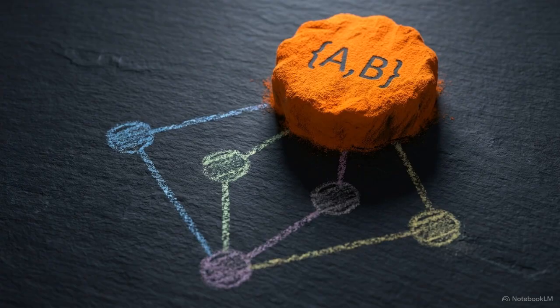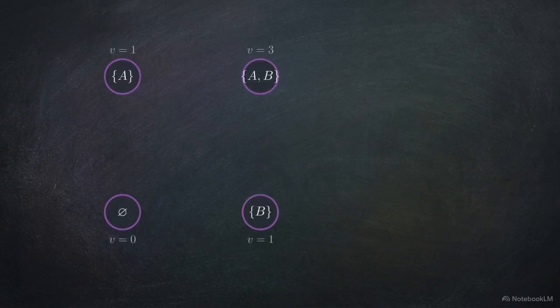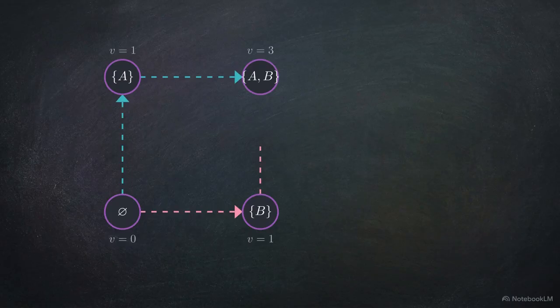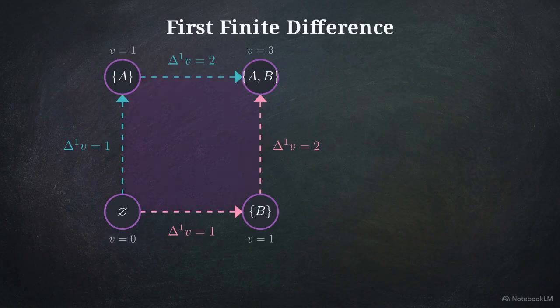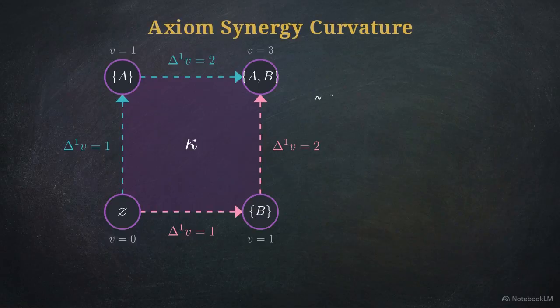To calculate the exact curvature of that interaction, we zoom in on the paths leading from an empty set to the state containing A and B. There are 2 distinct routes, introducing A then B or B then A. We start by finding the first finite difference. This is the marginal gain in theorems achieved by adding a single axiom as we move along the outer edges of the square. Next, we calculate the second finite difference across the interior face of the square.